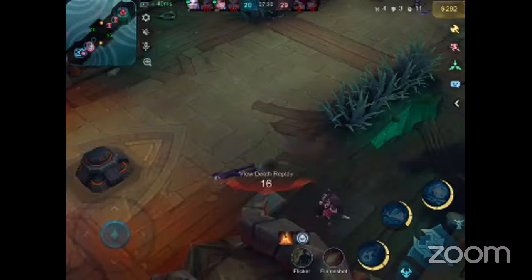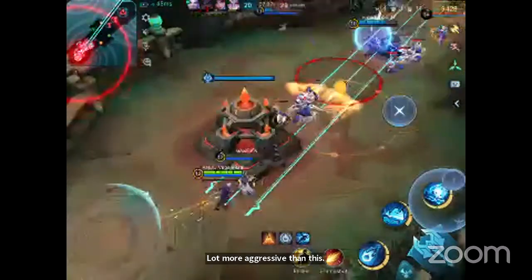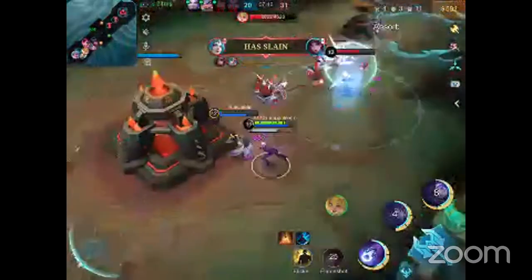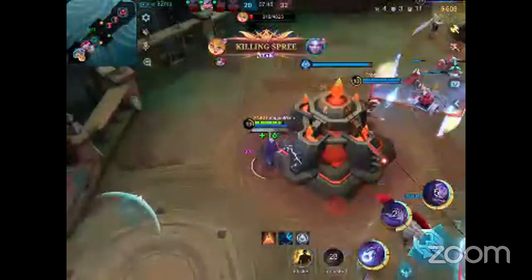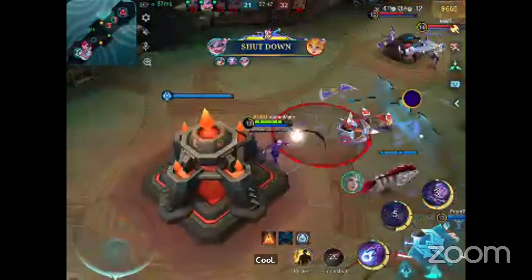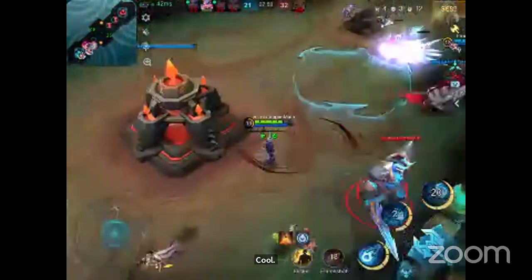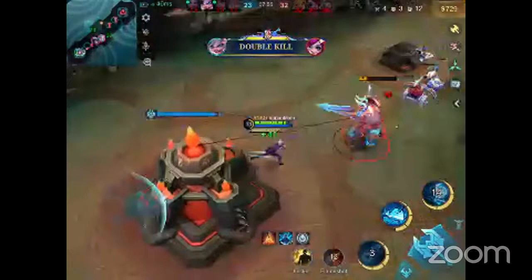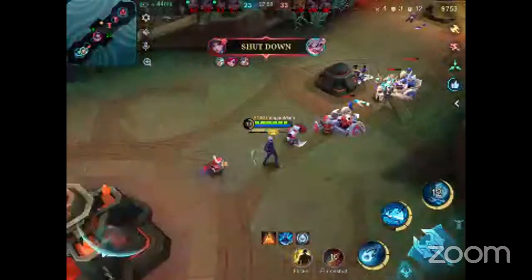Like we can't get up there. Like nobody going forward. They're a lot more aggressive than us. Our base is under attack. Shut down. Double kill. Triple kill. Shut down.